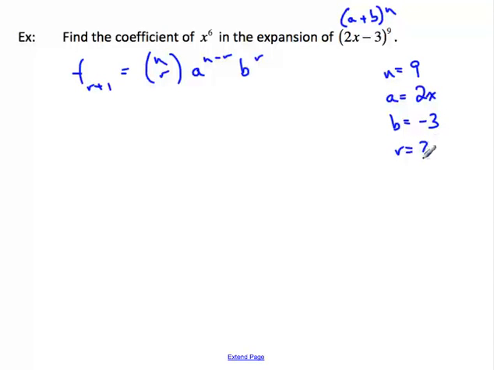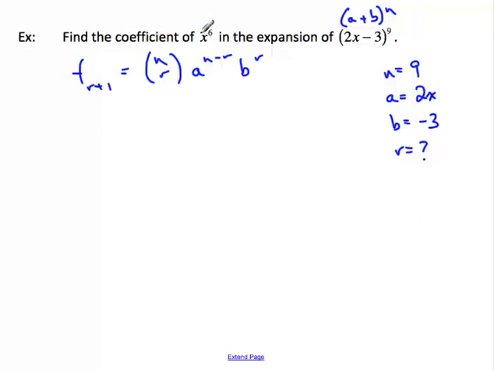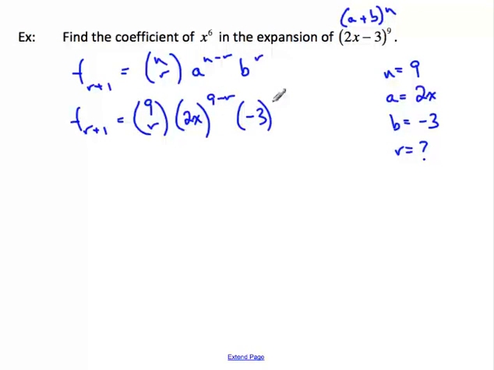I don't know what r is, because as we saw before, r, the number on the bottom, increases by 1 each time, and I don't know which term is going to have the x to the power of 6 in it just yet. So let's fill in what we know. Term r plus 1 is equal to n is 9, so 9 choose r, times a is 2x, and that's to the power of 9 minus r, because n is 9, times negative 3, and I'm putting the negative 3 in the bracket so I make sure the exponent applies to it, and r we don't know. So I have term r plus 1 is equal to this.